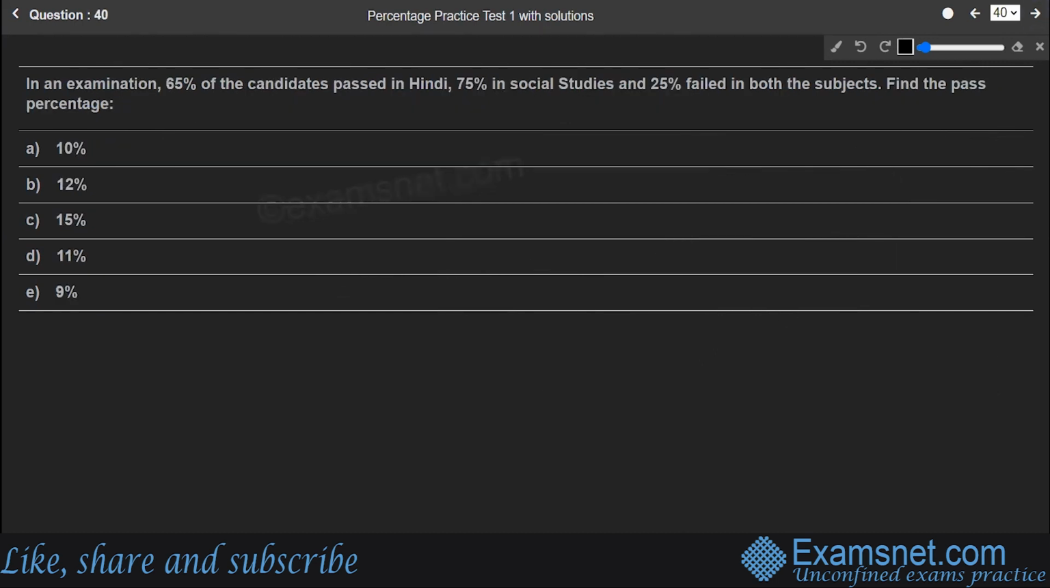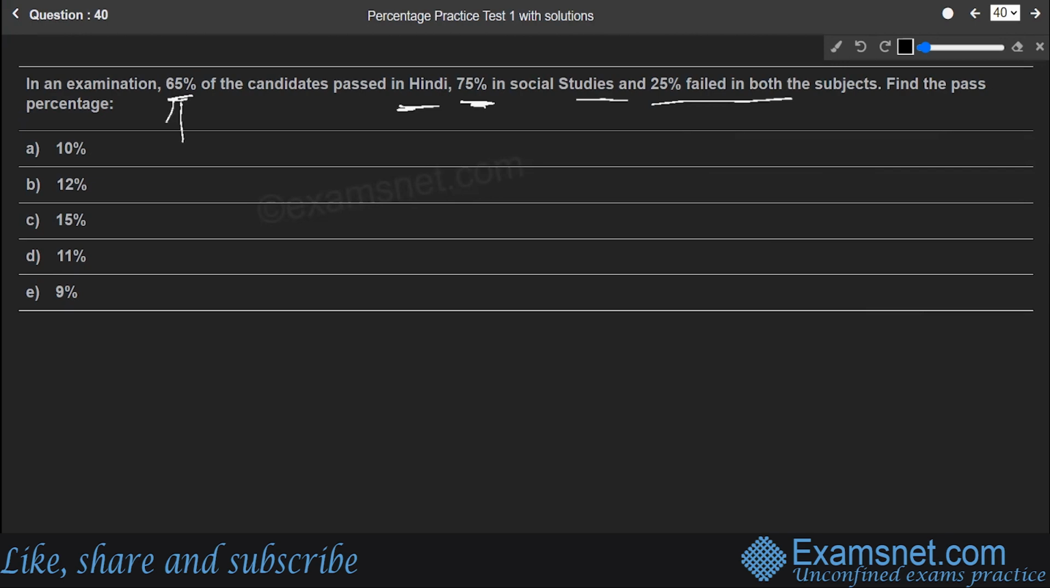Now, he says, in an examination, 65% of the candidates passed in Hindi, 75% in social studies, and 25% failed in both the subjects. Find the passing percentage. For these types of questions, when the passing percentage is required and some data is given in terms of passing, some in terms of failing, we can do it the other way around also. Instead of going by the track of passing students only, we can go by the track of people who are failing the exam.